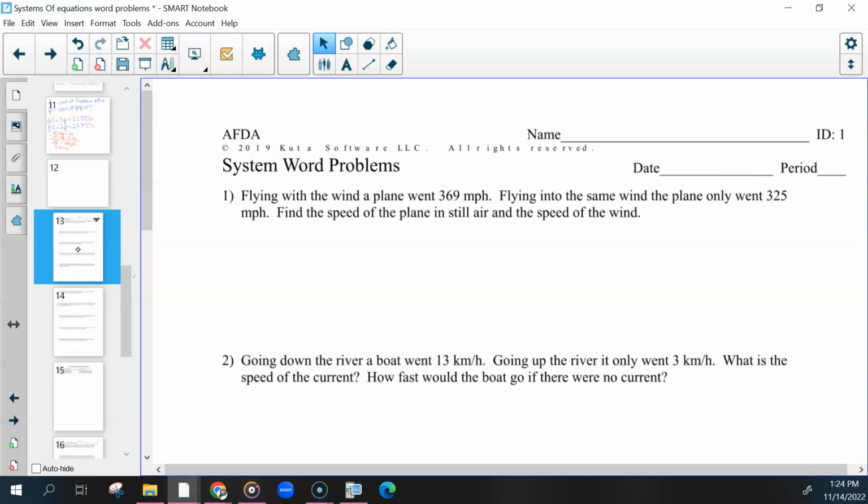One, these are similar, the plane and boat or river problems. If you see something that's flying with the wind, you have to think about that as the plane is flying in wind that's not pushing against it. So the wind is helping it, the wind is pushing it, so that would be adding. If it's flying into the same wind, so the wind it was going along with is now going in the opposite direction, you're going to be subtracting.